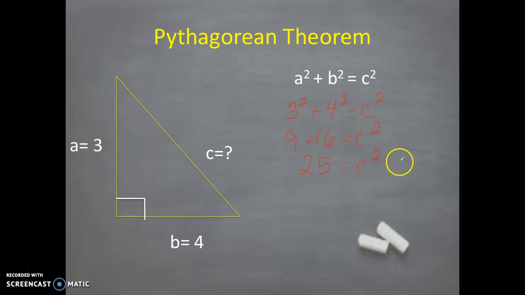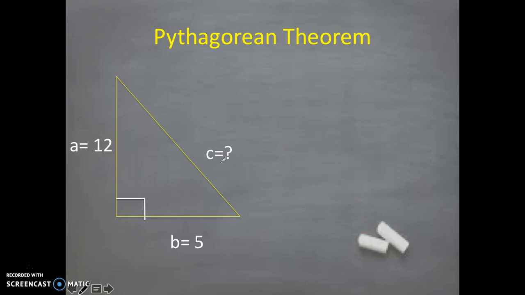As you recall earlier, when we started solving equations with exponents, to get rid of this squared, you simply do the opposite, which is the square root. So the square root of 25 is 5, so 5 is equal to c. So the side length of c is 5.